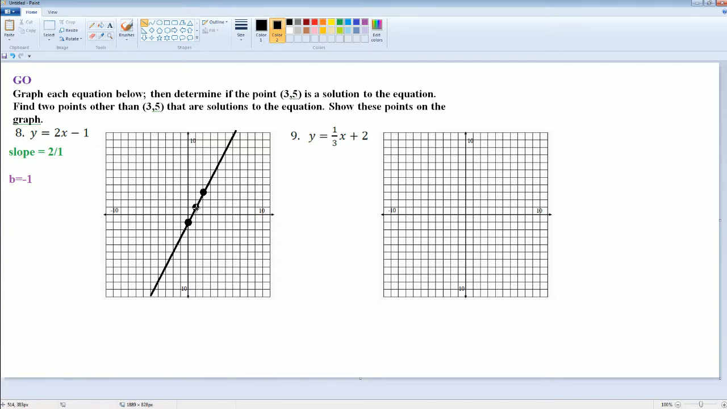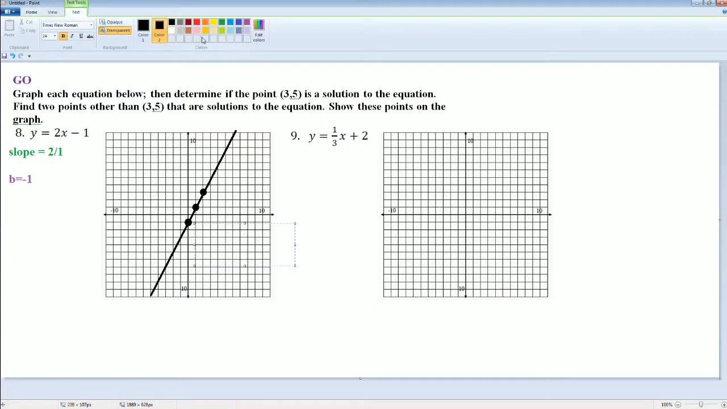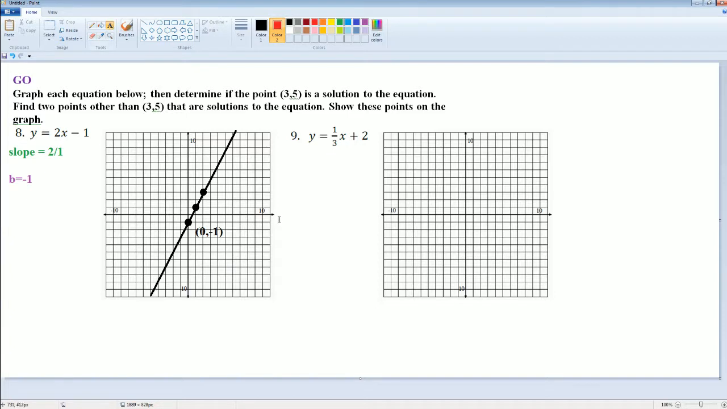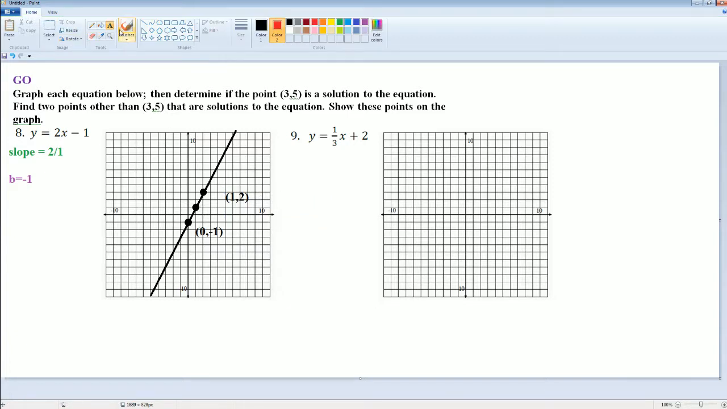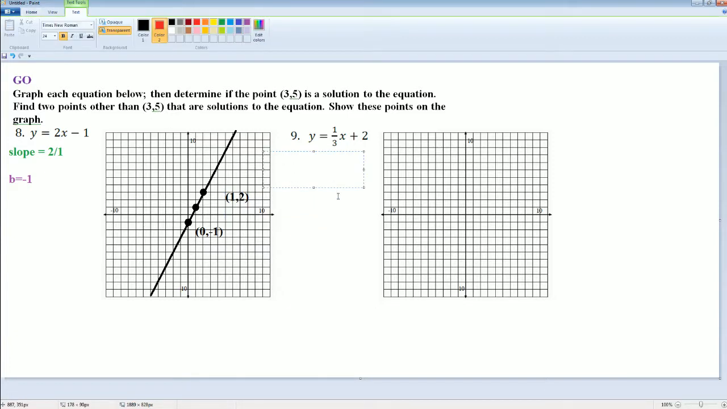Those would be your solutions. We would look at it and see what this dot is. This dot, let's make it red so you can see, looks like 0 in the x, negative 1 in the y. That's the y-intercept. The next dot would be (1, 2), because we went up 2 units in the y and 1 over in the x.